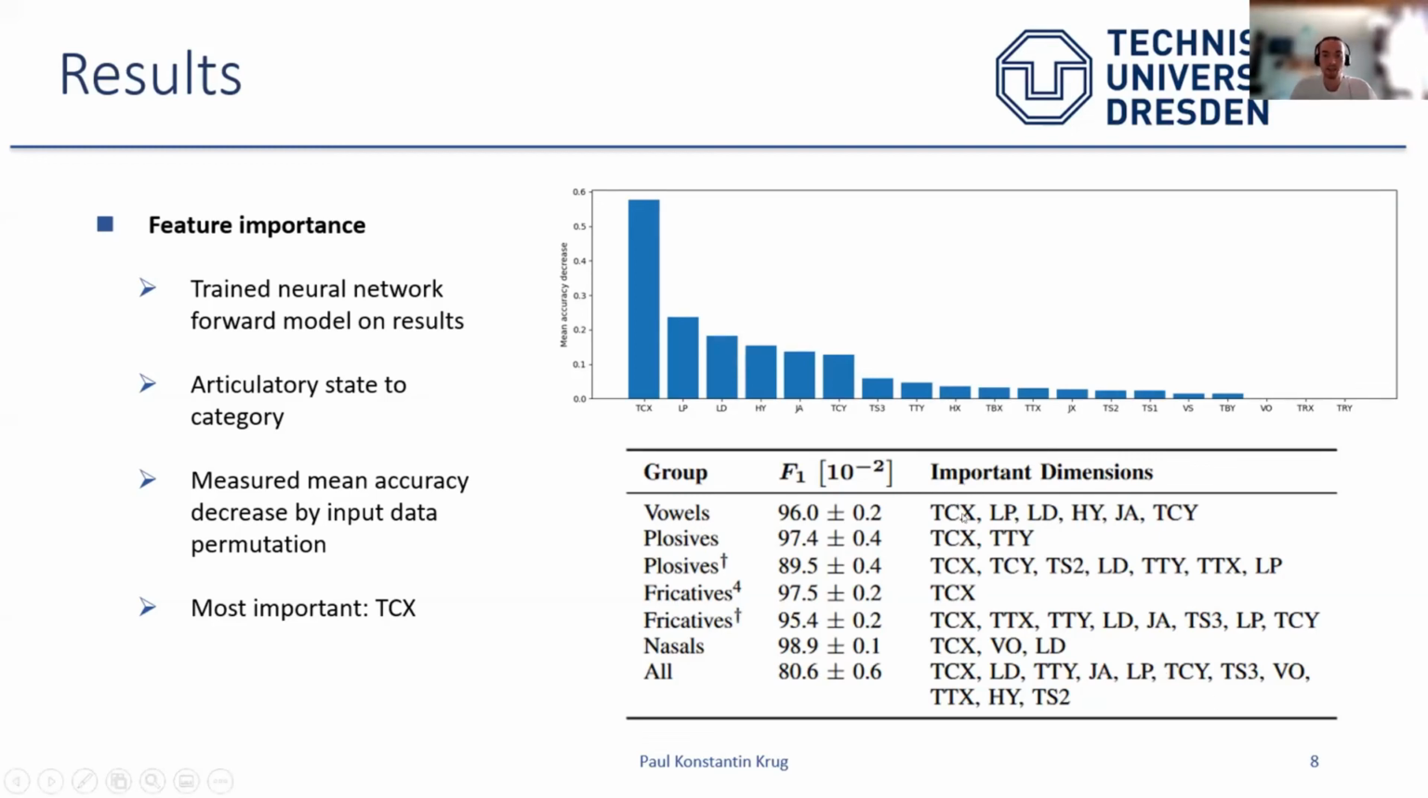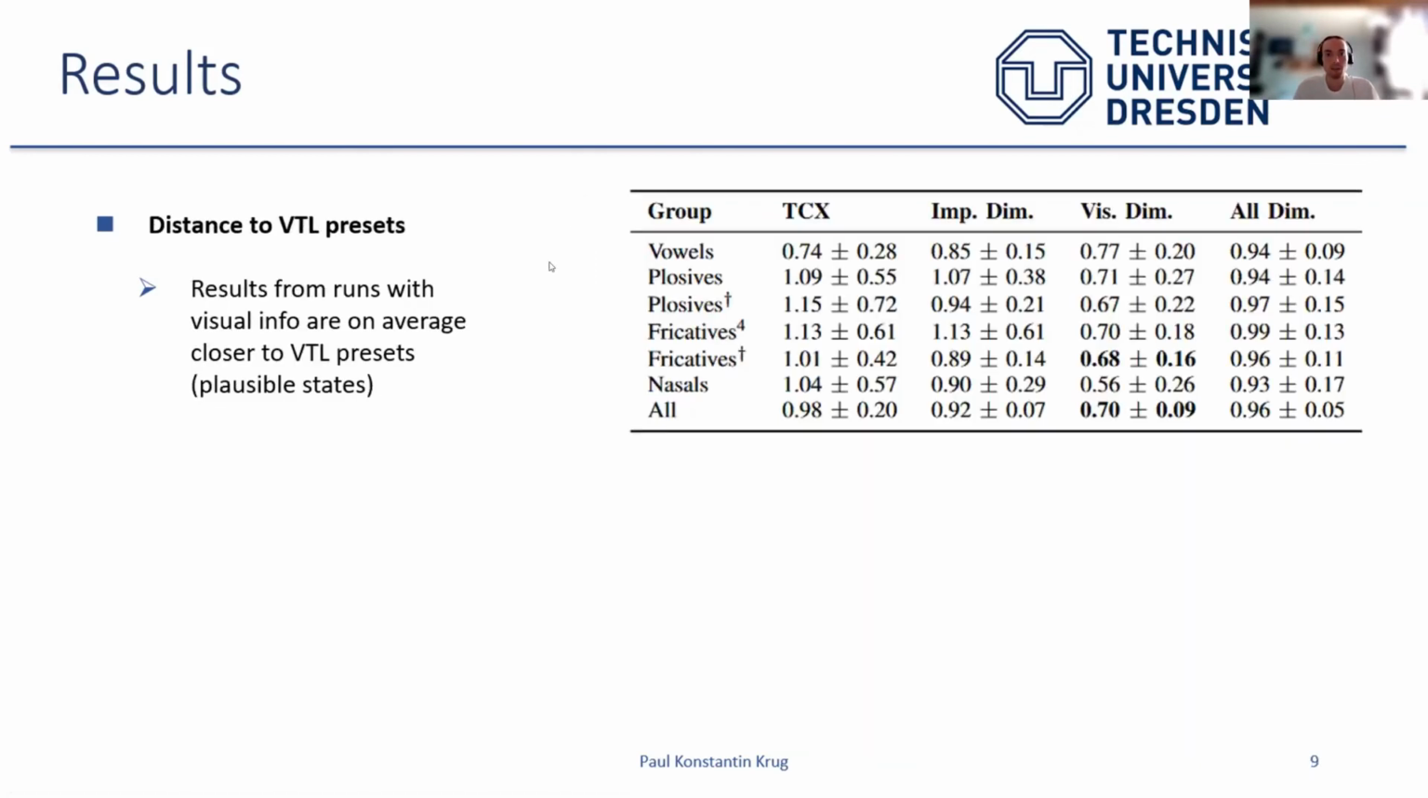And we can see that in all cases, TCX was the most important dimension, which is reasonable because it has a huge impact on the tube area function. But we can also see that the other visual parameters are important, and that tongue tip, TTX and TTY are also important in most cases. Then finally, I would calculate the mean absolute error between the baseline distribution and the VTL presets, and the visual distributions and the VTL presets. And then I would divide the visual mean absolute error by the baseline absolute error, so we get a coefficient. If that is below 1.0, that means that on average the visual distributions are closer to the VTL presets. And if it's above 1.0, then it's the other way around.